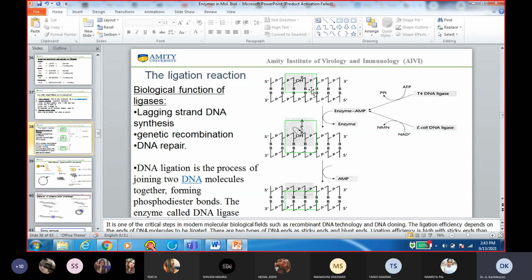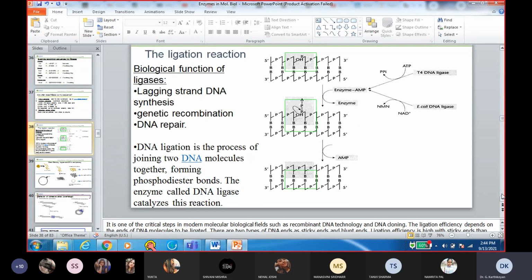So you can imagine this is a nick in which it has a phosphate group and a hydroxyl group. After you incubate them with the enzyme, the phosphate group and the hydroxyl group get reformed. And then this is the final product in which the phosphodiester linkages have been regained. So that is how the ligation reaction works.